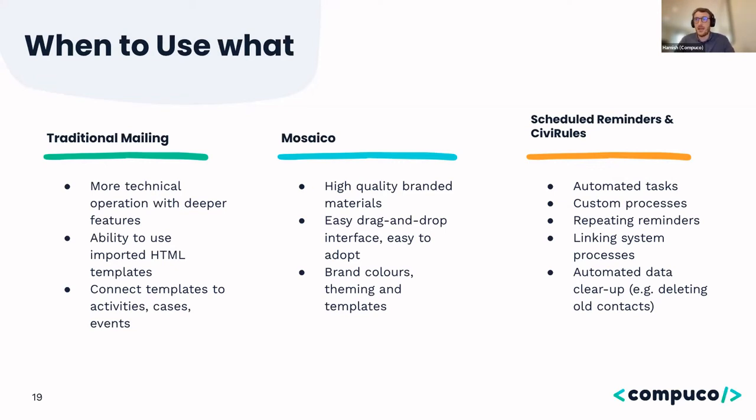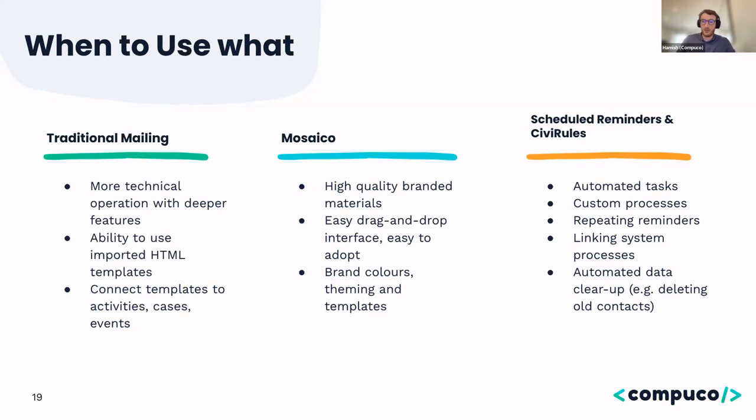And then lastly, the scheduled reminders and Civi Rules are both ways of building in automation. This can be internal or external facing, to have repeated tasks or alerts to contacts or people in your organization, and also allows you to link system processes together where they otherwise wouldn't be, connecting memberships to activities, to build in custom flows that suit your organization.